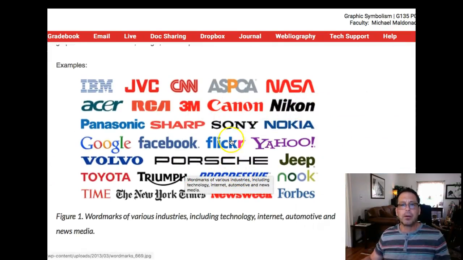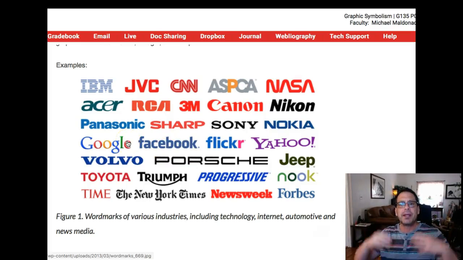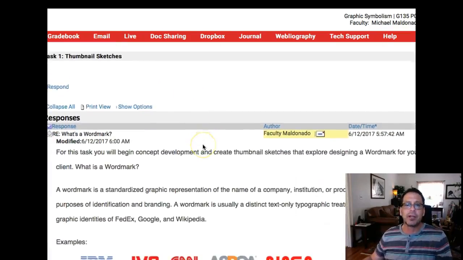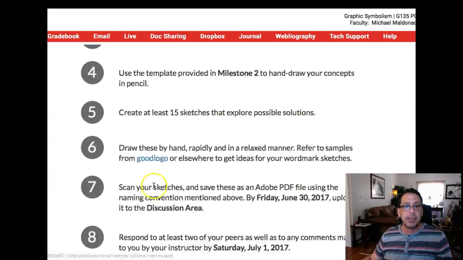Notice these aren't logos. Well, technically they are logos, but they're called word marks because they contain a word. Sometimes it's the name of your client, designed in a way that encodes meaning to the client. Each one of these has a different objective behind presenting these letters and typefaces in a way that somewhat represents their client. I'll give you an example in a second, but that's what a word mark is, and that's what we're going to be sketching out here in Milestone 3, Task 1.